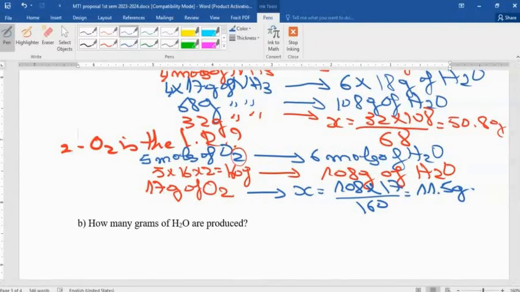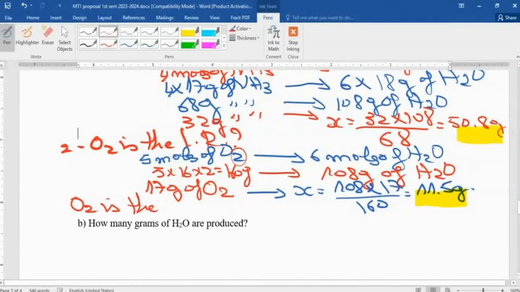So now I will compare the two masses of water produced. Here I have 11.5 and here I have 15.8. Which reactant has produced the lesser amount of water? Is it oxygen gas or ammonia? Oxygen gas. So oxygen gas is my limiting reactant. This is the answer: O2 is the limiting reactant.